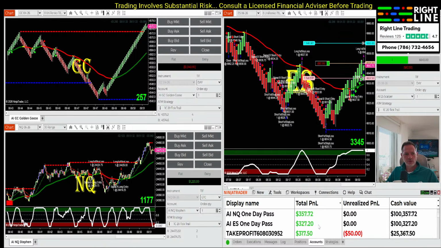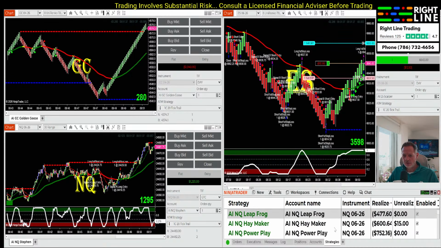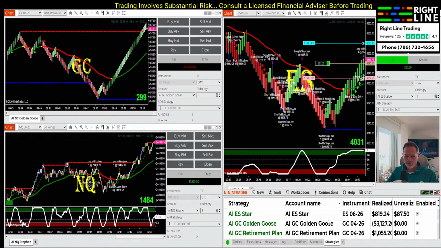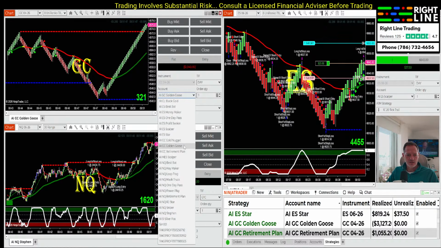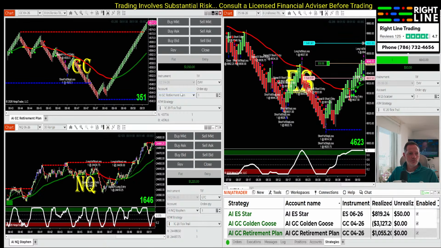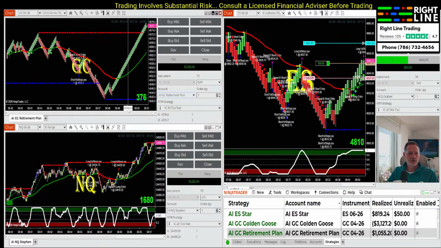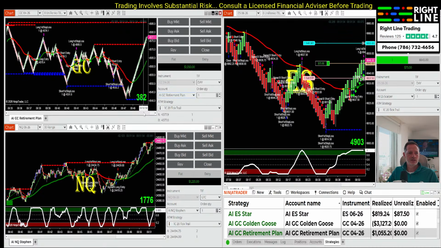Woo! Look at gold move. Holy moly! I've got to set this up better. What's going on? Should be grabbing that big old move. The retirement plan. There we go. That's the signal A. Whew. Man, look at that move to the upside.